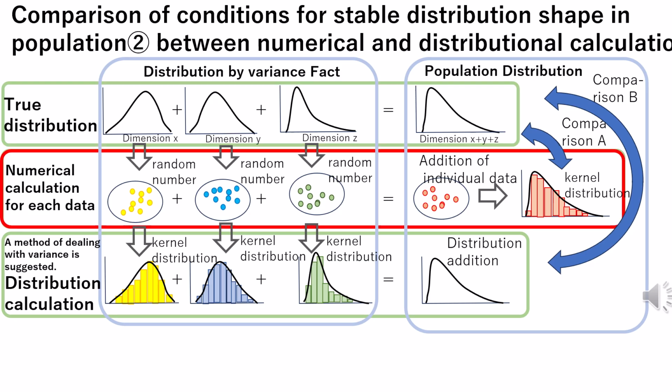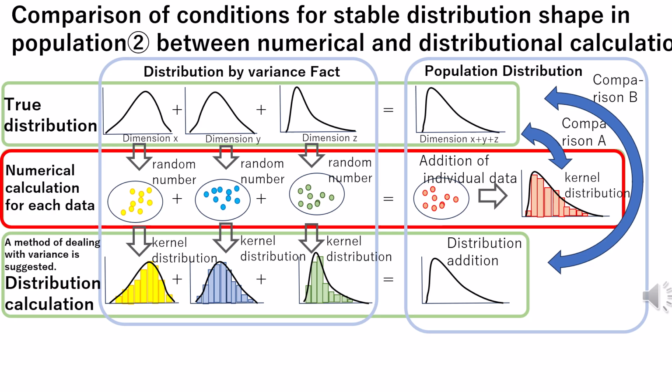The middle row shows the data generated from the distribution. Generate random numbers according to the distribution of the 3 sources of variation and calculate the sum of those random numbers one by one. The kernel distribution of the summed data is the distribution of the population. The random numbers are varied from 50 to 100,000 to see how the error varies.